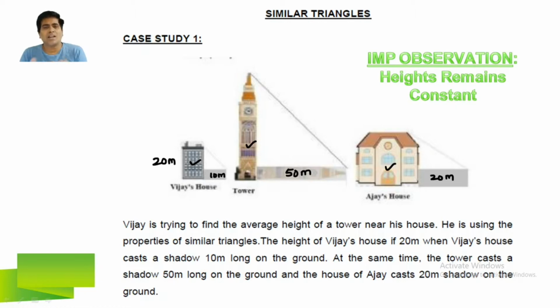Heights remain constant. The height of the tower will not change in any case. Vijay's house height also cannot change in any case. Ajay's house height also cannot change in any case. Maybe the shadow will change based on the sun. Based on the sun moving, the shadow will change. Maybe it decreases or maybe it increases. So in this whole question, the height remains constant. So let us see the questions now.